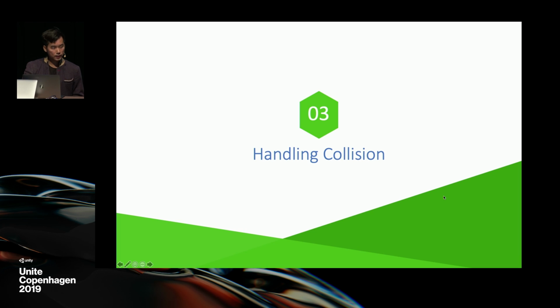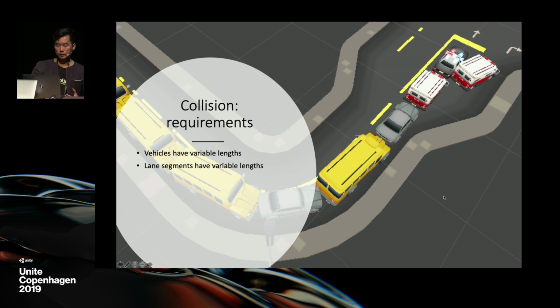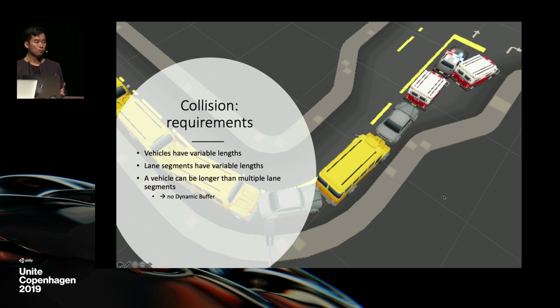We move to collision handling. The requirement of the traffic simulation project is that vehicles must have variable length, and the lane segments also have variable length. And the ratio between the vehicle length and the lane segments can vary, which means one lane can fit as many cars as possible, and at the same time, a very long bus can sit on top of a lot of lane segments. And this requirement basically breaks the solution of using a dynamic buffer to store.